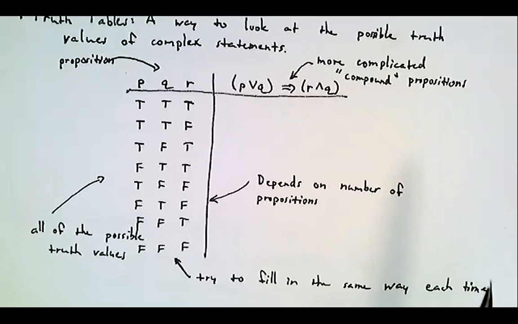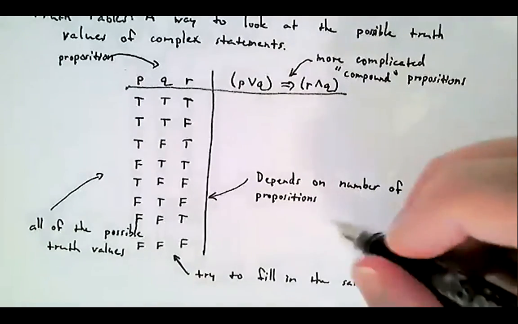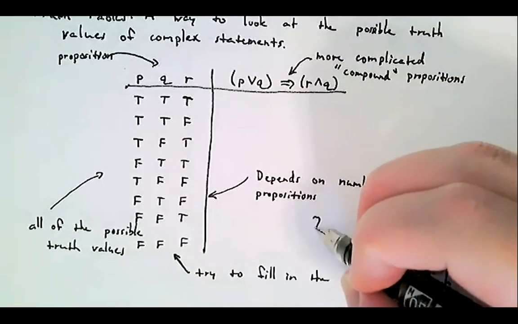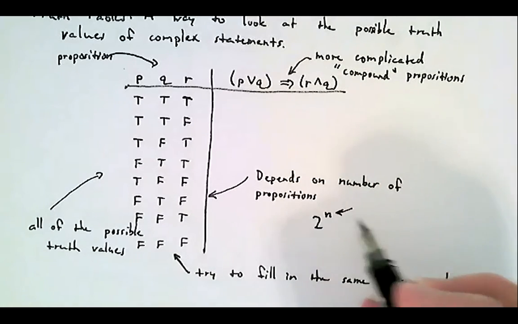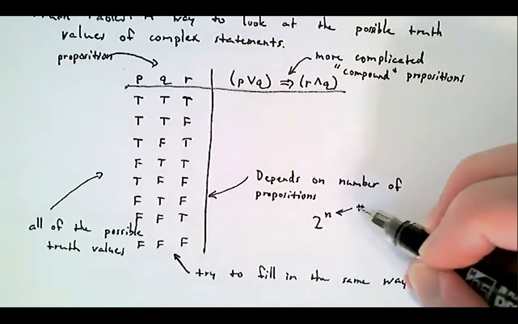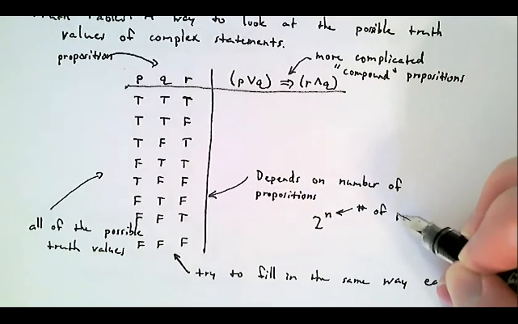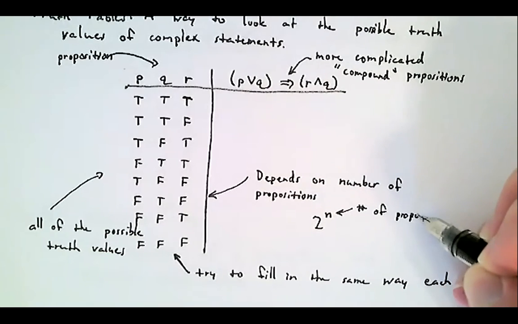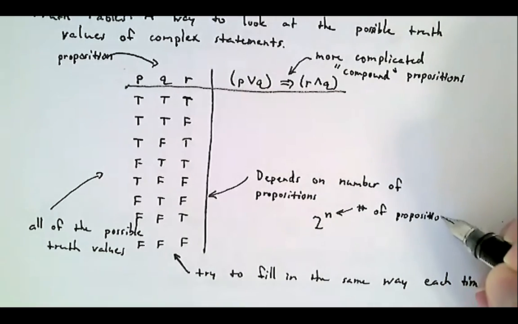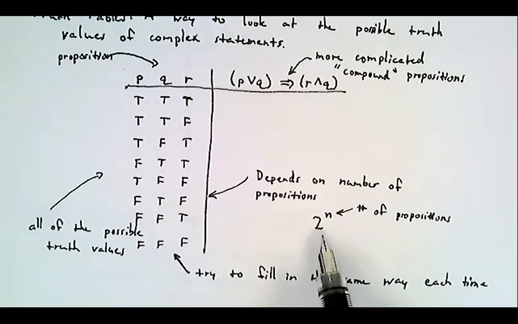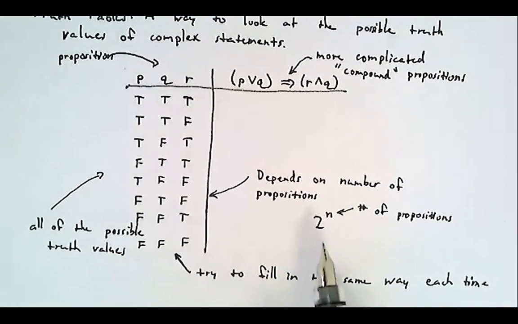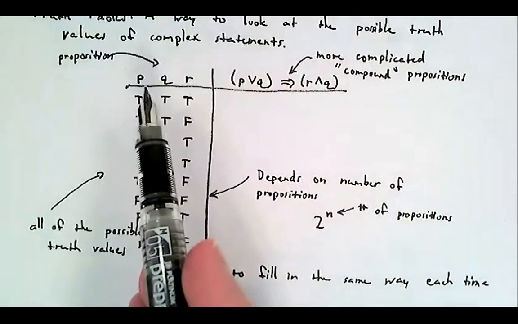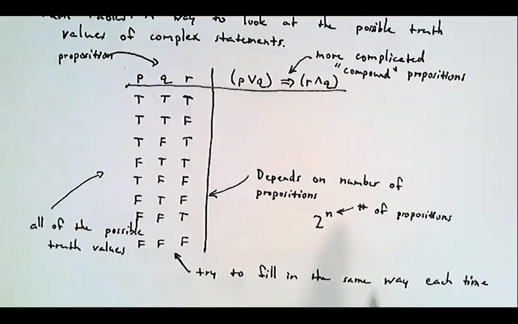2 to the n minus 1. You're very close. It's just 2 to the n, where n is the number of propositions. So there's 2 possibilities for each statement. So you're multiplying 2 times 2 times 2 in this case to get 8 total possibilities.